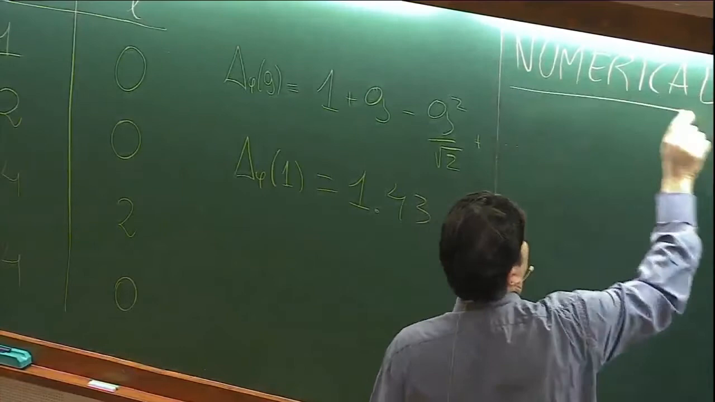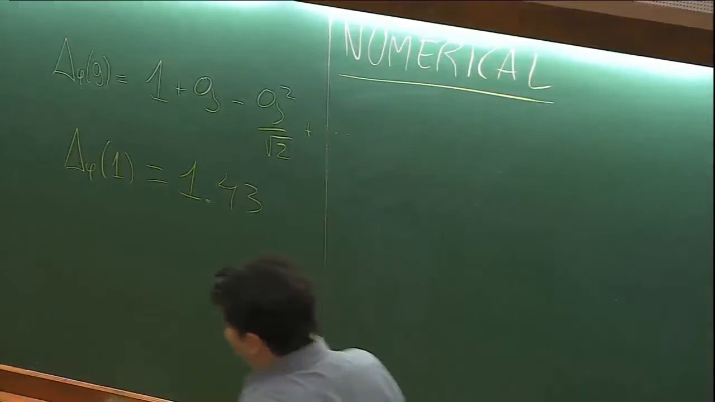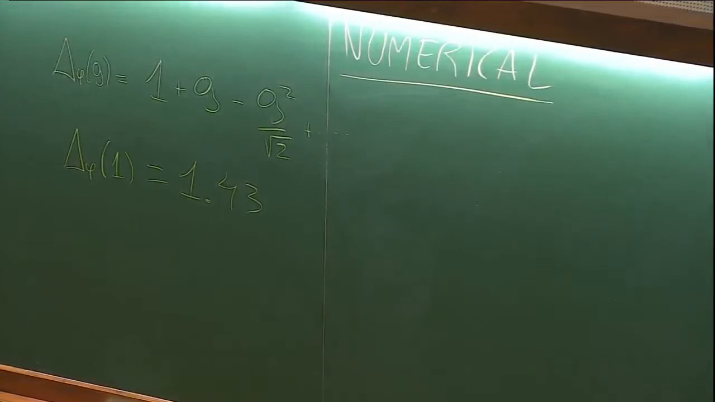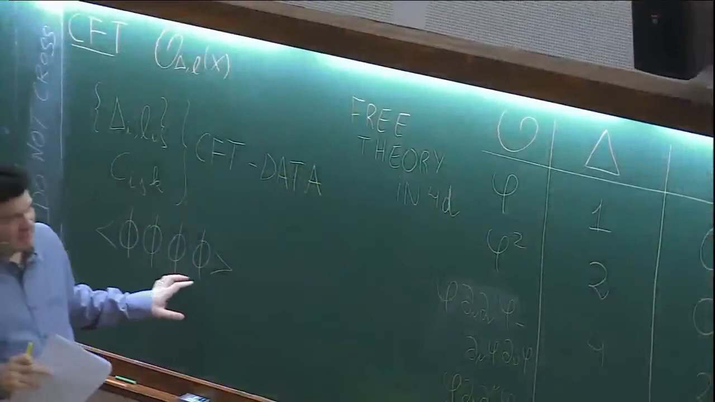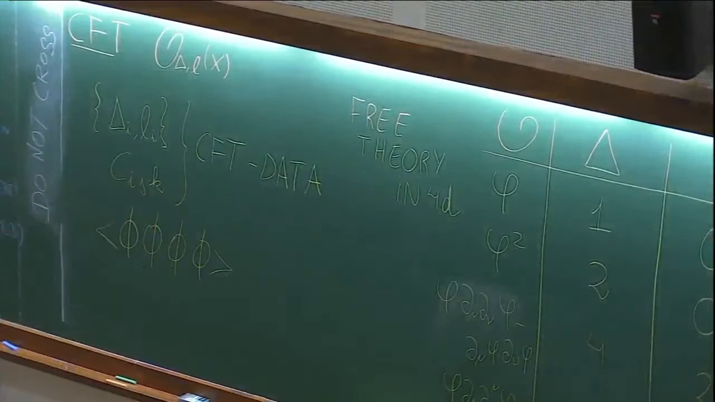We will spend about half an hour on it. Now, we have started with the four-point function. Let's say we consider a scalar field. This doesn't have to be the fundamental field. We don't have to be in the free theory. It's any scalar field of the conformal field theory. And from it, we have derived the crossing equation.